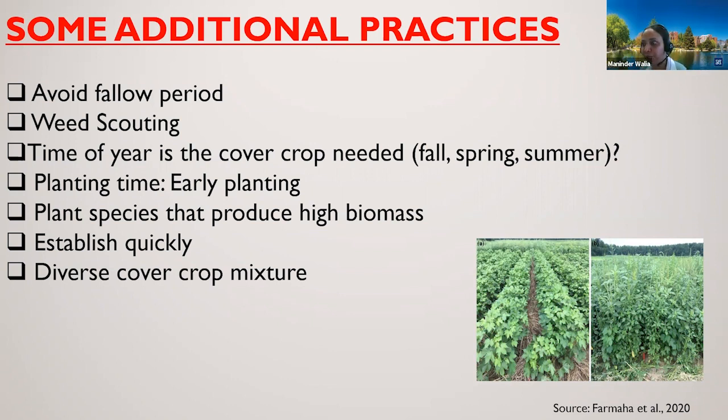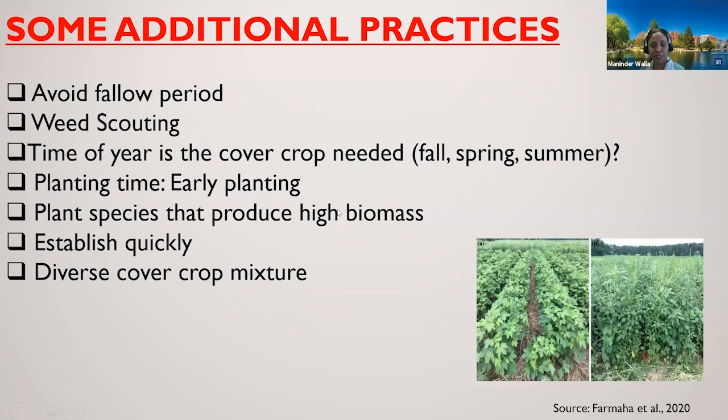Then we have planting time. Here the main focus is to have as much biomass as possible that will help to reduce the weeds, suppress the weeds, and provide more soil coverage. So early planting of the cover crops will reduce the overall emergence of the weeds.